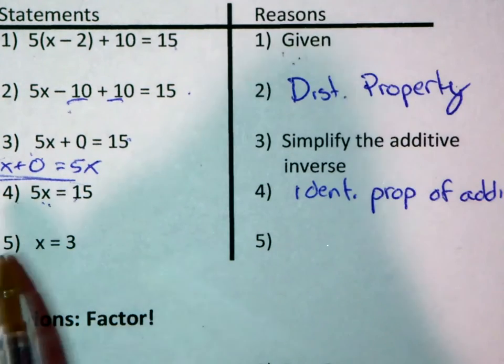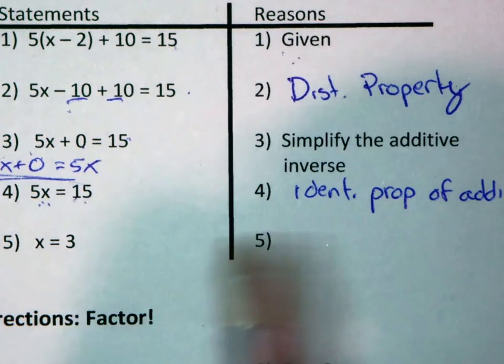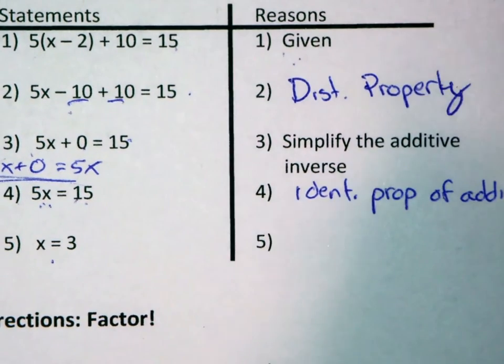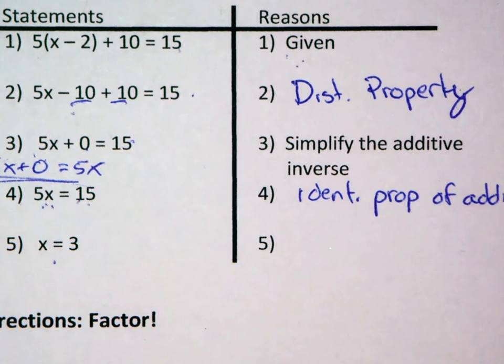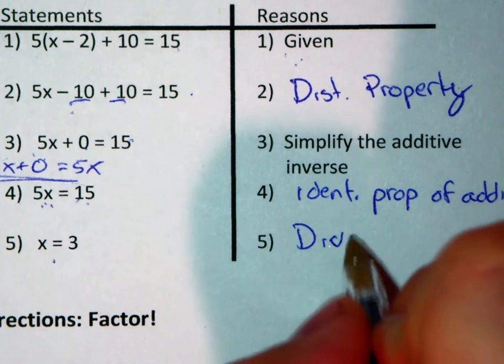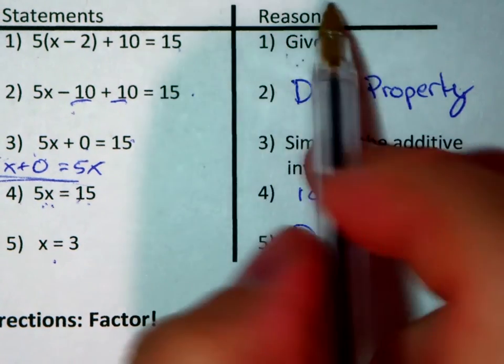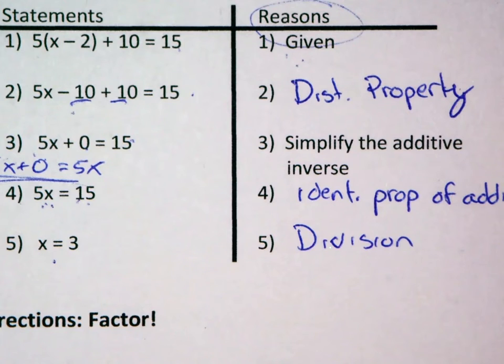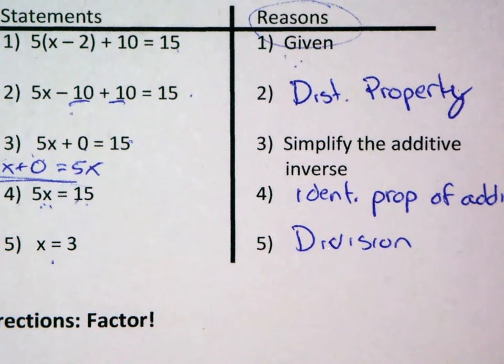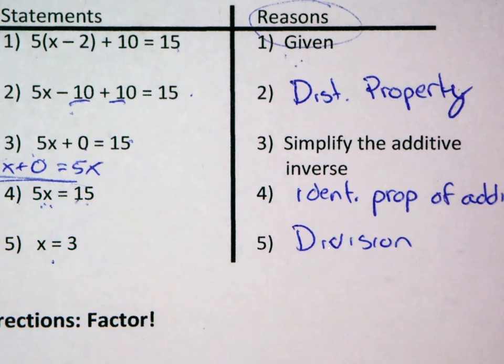So next we have 5x equals 15. How did we get down to x equals 3? We divided. And since we're not really dealing with a true property for that yet, we're just going to label that as division. Because we're still in a very basic understanding of proofs, I will let you get away with a few shortcuts. And the shortcut for this will be answering your final answer as division.